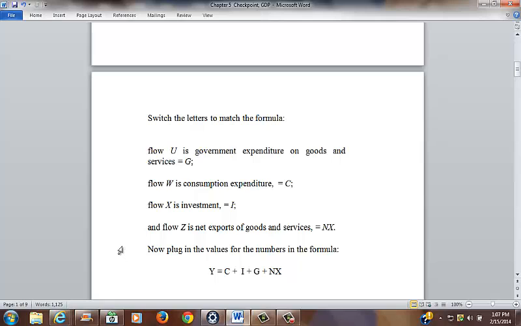So flow U is government expenditure on goods and services. That's G. Flow W is the consumption expenditure. That's C. Flow X is the investment, which is I. And flow Z is the net exports of goods and services. That's NX. Then you plug in those values into the standard formula.